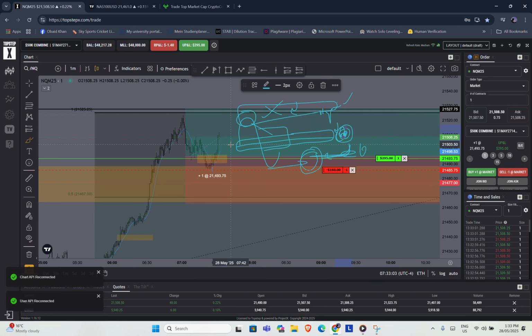Okay, so now you guys can see this is basically the loss, right? If I'm gonna lose, it's gonna be 160. If I'm gonna take profit, it's gonna be 300 plus something. So let me just take it to the break even. Now if I'm gonna lose, I'm gonna lose 0 euro, not a penny. Okay, and this is what I mean.